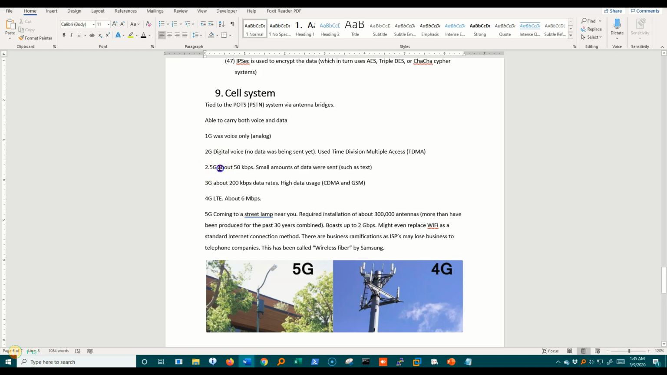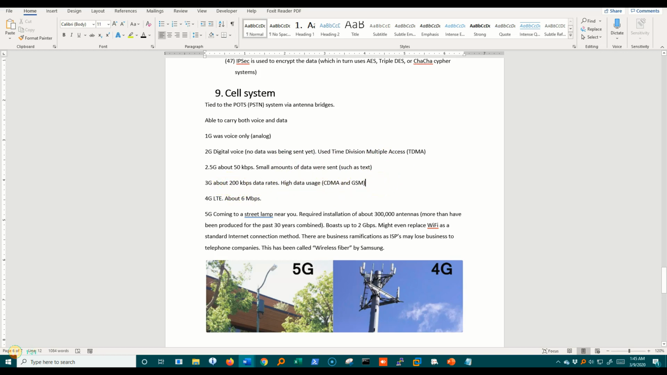2.5G came out. What that added was SMS. So now we actually had text. We could do voice and we could do text. So that was the first time we were able to actually do data. We couldn't do the internet yet. 3G, about 200 kilobits per second data rates.